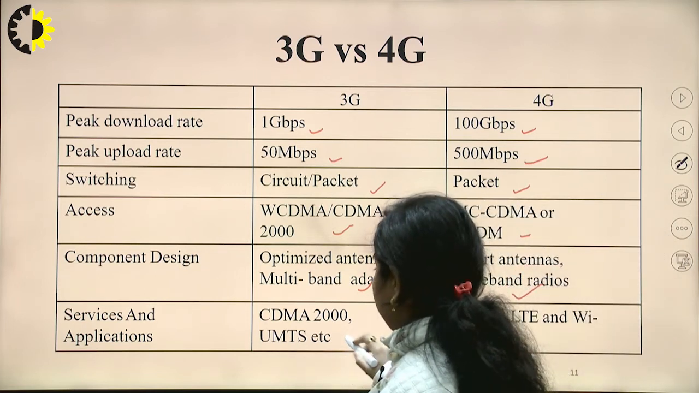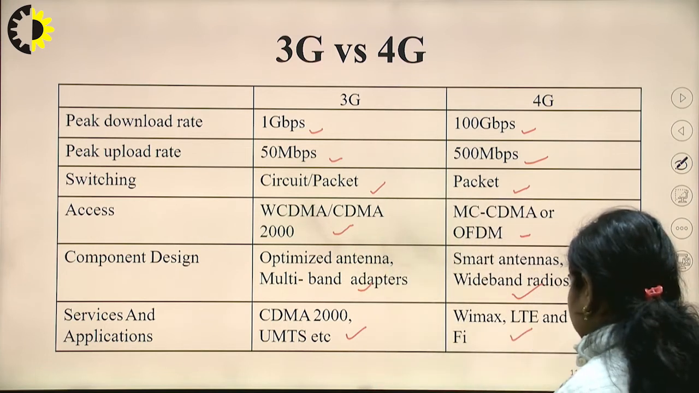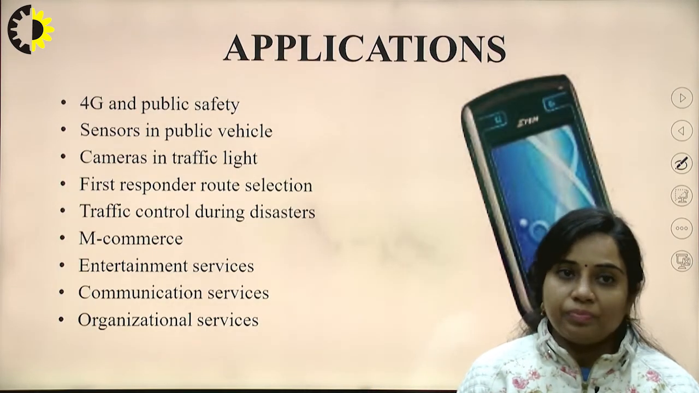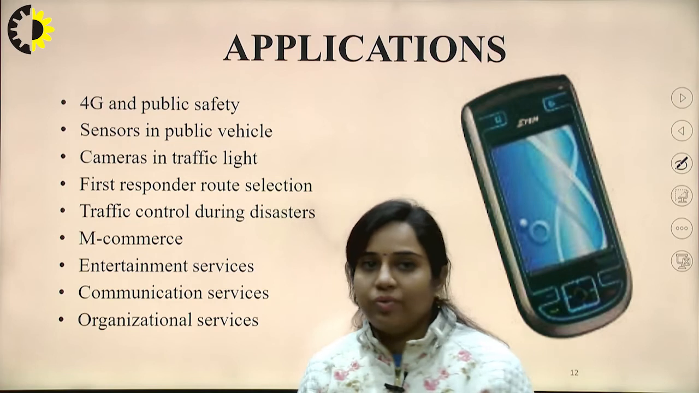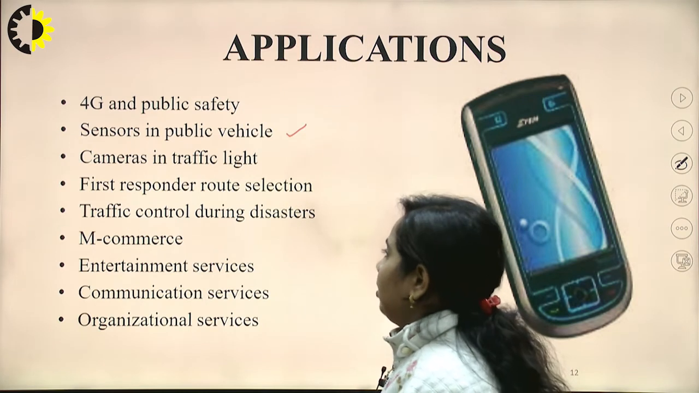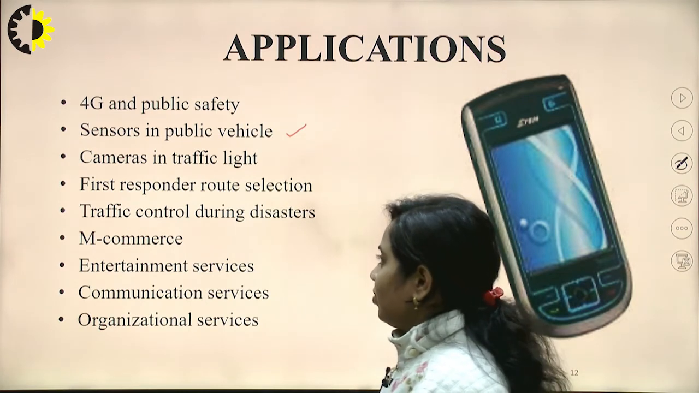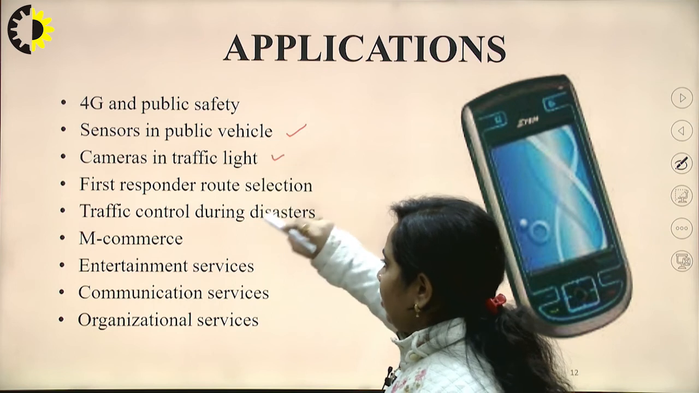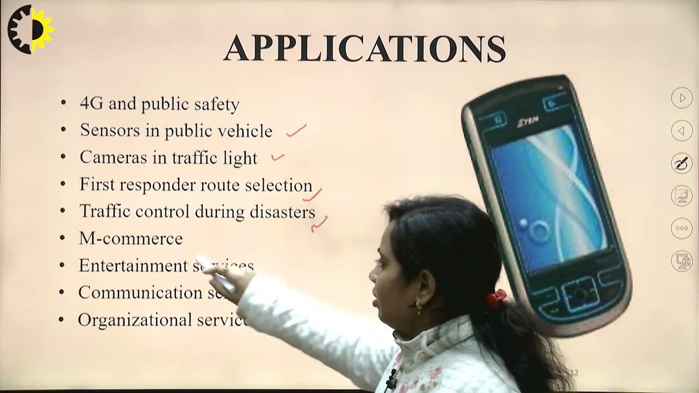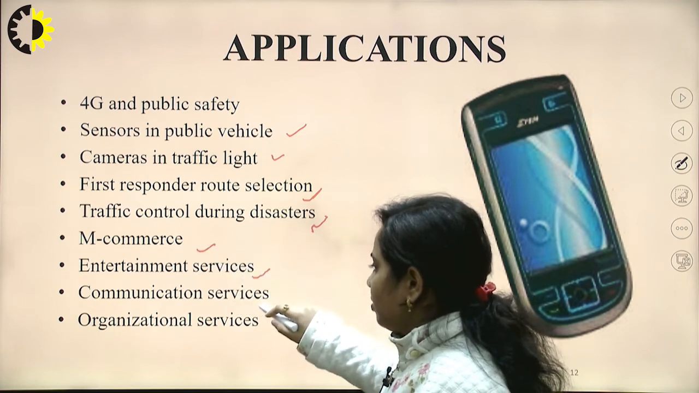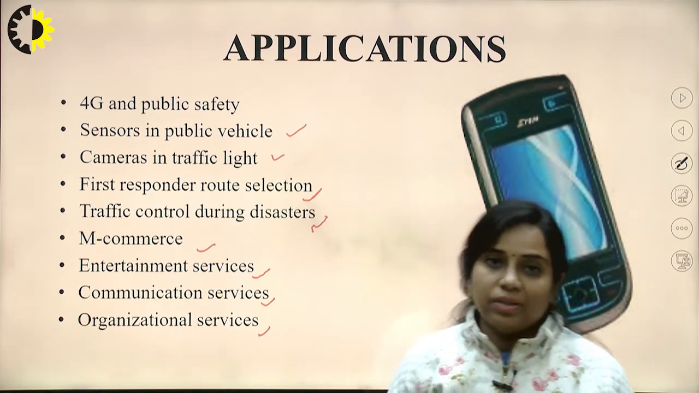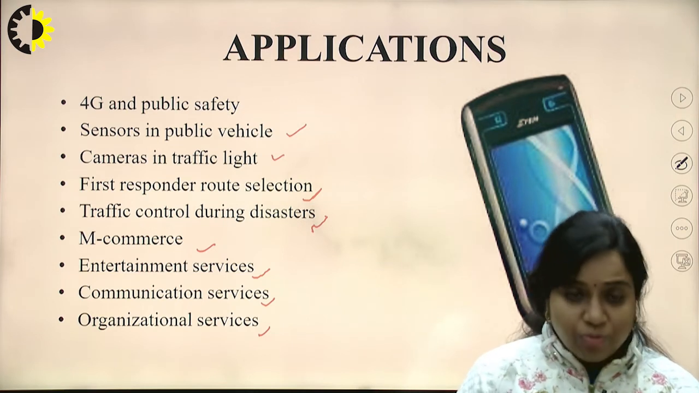Services that are provided as CDMA 2000 or UMTS, and here WiMAX, LTE and Wi-Fi are used in 4th generation network. Now what are the different applications of this 4th generation? Public safety is there. Sensors in public vehicles is one of the applications of this 4th generation. Cameras in traffic lights, first responder route selection, traffic control during disaster, commerce, then entertainment services, communication services, organizational services. So these are the different services that are provided by this particular 4th generation network.